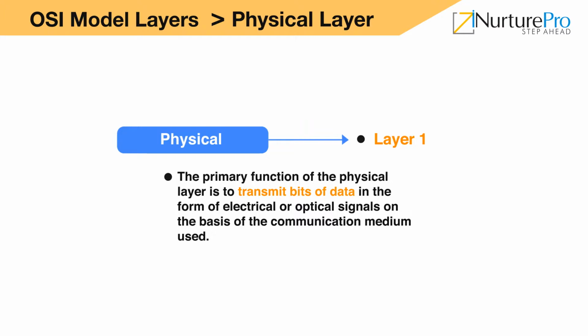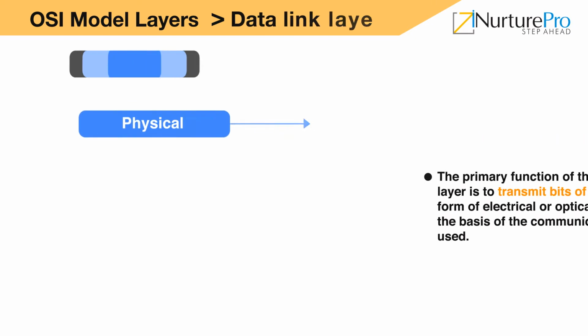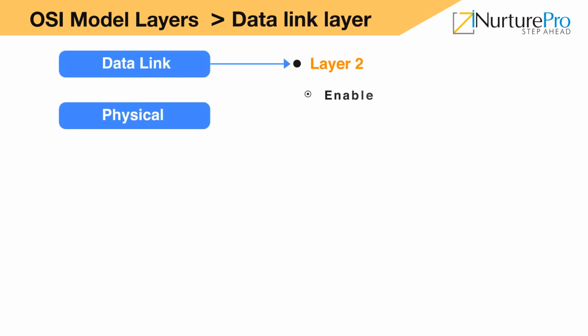For instance, this layer decides the process in which a stream of bits needs to be sent from the data link layer onto the pins for a parallel printer interface. In this layer, hubs and repeaters are the devices that are most often used. Data link layer is the second layer of the OSI model.